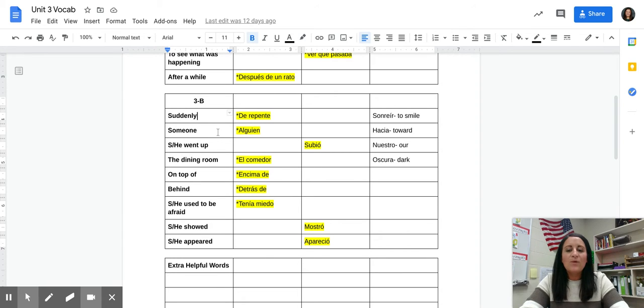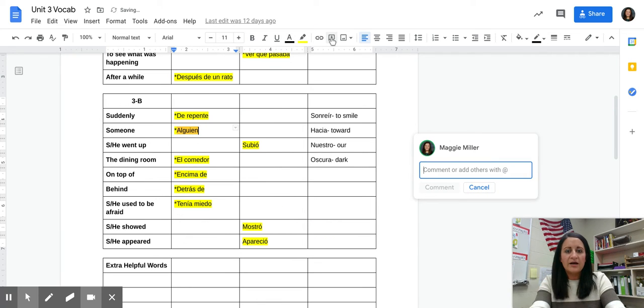The next one is someone, which is alguien. Some other words that you might be familiar with that are similar to that, but not exactly the same, are the word algo. Algo means something, or sometimes we see alguno with a word behind it, and that's often going to mean some whatever, fill in the blank. So if I said algunos chicos, some boys. Okay, so that does tell us that the prefix alg generally is equivalent to some.